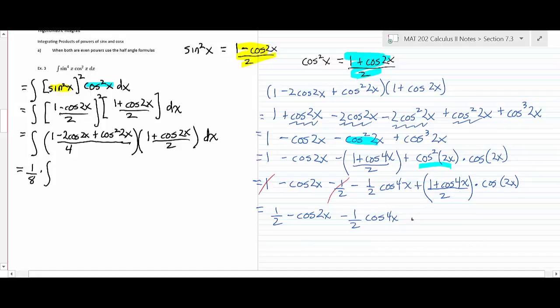Now this thing right here, I'm going to write the way it is, maybe bringing that 1/2 out, so we'd have 1/2, and then 1 plus cosine 4x times cosine of 2x, like that. So that's where that would lead me when I get to this point. Now, there's one thing that I want to show you here.